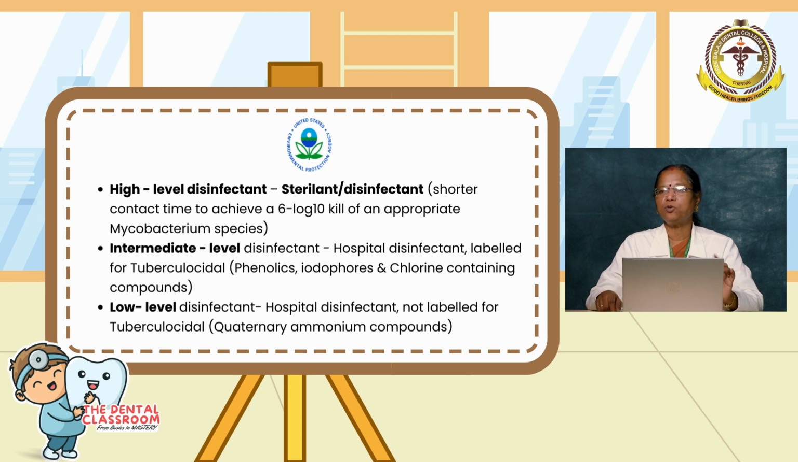So which is labeled for tuberculocidal, in the sense these cannot destroy the spores, but it can destroy the tuberculosis causing organism. The next category is low level disinfectant, which is always labeled as hospital disinfectant, not labeled for tuberculocidal, in the sense it cannot destroy the TB bacteria. Say example is quaternary ammonium compounds, but you can just think why then it is included as a low level when it is not able to destroy the Mycobacterium group of bacteria.